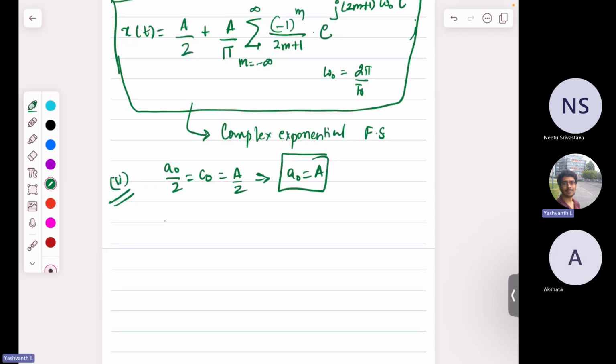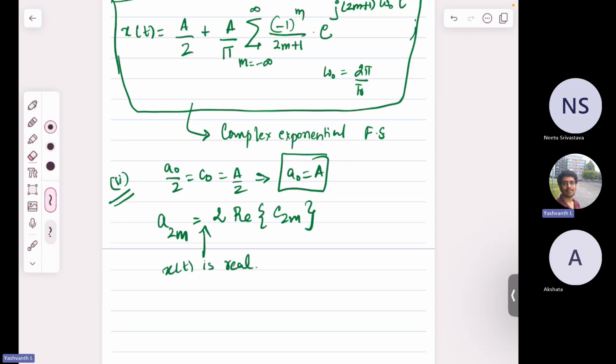Then your A2m, that is the even values of A, is nothing but 2 times the real part of C2m. Why? Because your x of t is real. It's just two values: it either takes a value A or it takes a value 0. That means both are real numbers. Therefore, x of t is a real signal.